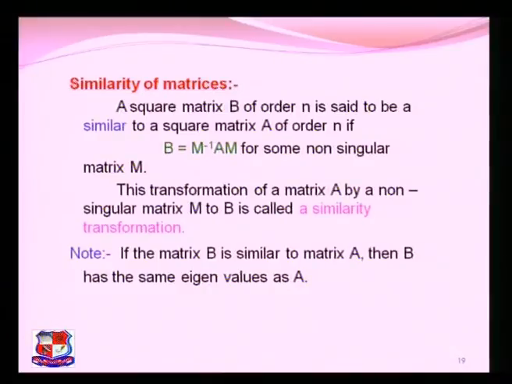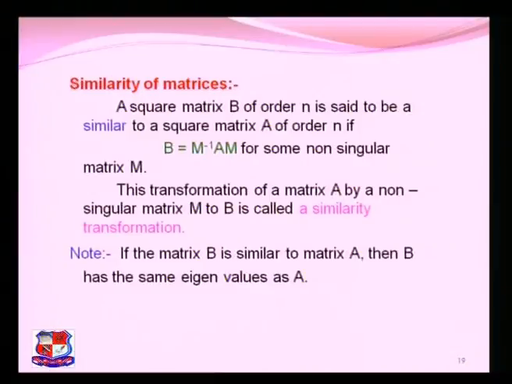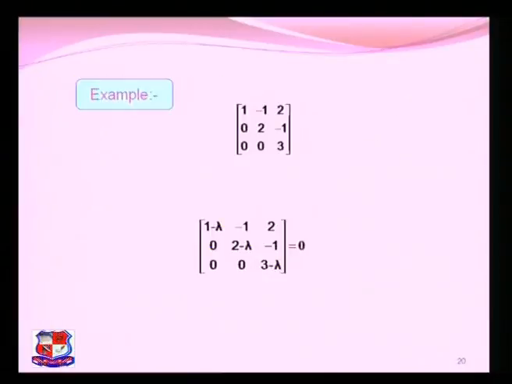Note, this is a very important result: if B is similar to matrix A, then B has the same eigenvalues as A. That means if we diagonalize the matrix, then the eigenvalues will be the same. So this is the most important note for the eigenvalues. Now let us look at an example.